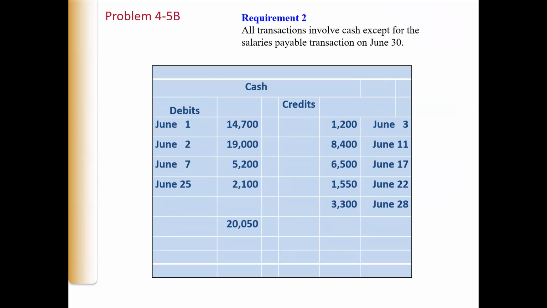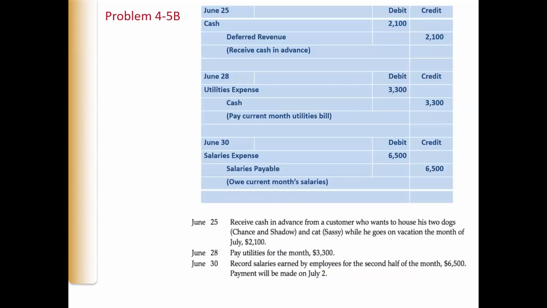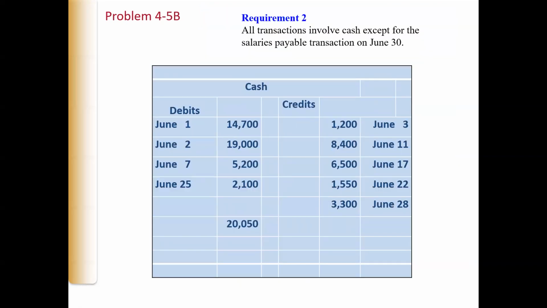So what we do is we record the transactions involving cash, except for the salaries payable transaction on June 30th. Oh, we record salaries, but we didn't pay them on June 30th. So that one doesn't have cash involved. So we show those debits and credits that involve cash. And our statement of cash flows will only involve these items that involve cash.